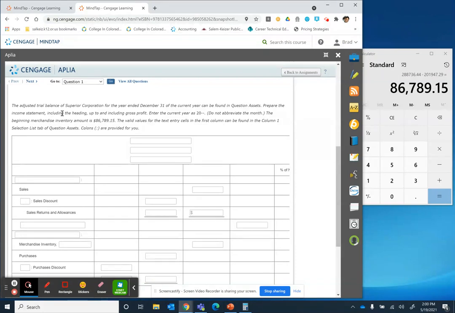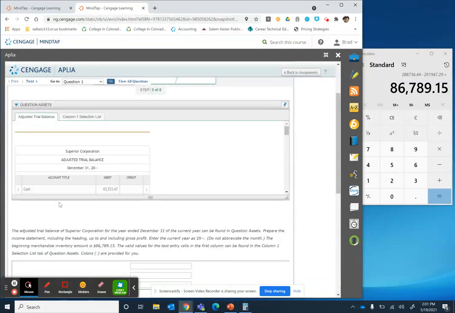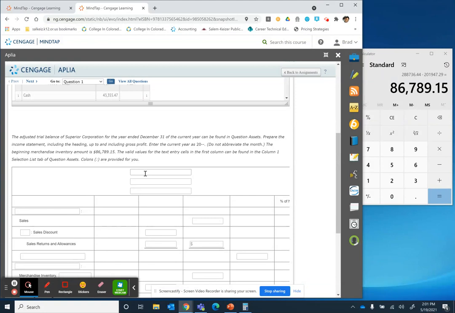Prepare the income statement, including a heading, up to and including gross profit. The beginning merchandise inventory is $86,789. Now, it's going to be important to know the valid values for the text entry cells in the first column can be found in column 1. And we saw that there, where they list us those types of titles that we might see. Okay, so to begin with here, let's first record what the company's name is.